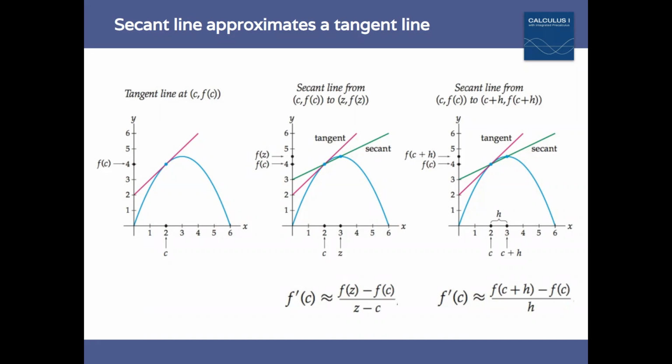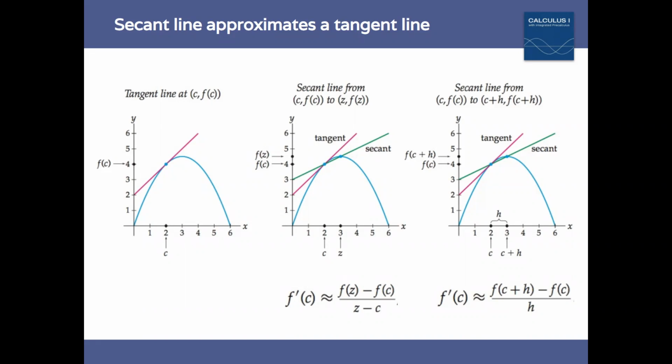And f prime of c is our shorthand notation for the slope of the tangent line, and I'm claiming it's approximately equal to this nearby slope. Okay. Now, that's not very magical. That's actually kind of obvious that you could do this. If I chose this point very close to C, then these two would be very close together, and the slope of the green line would be very close to the slope of the red line. What's not obvious is that I could take the limit as h goes to 0.